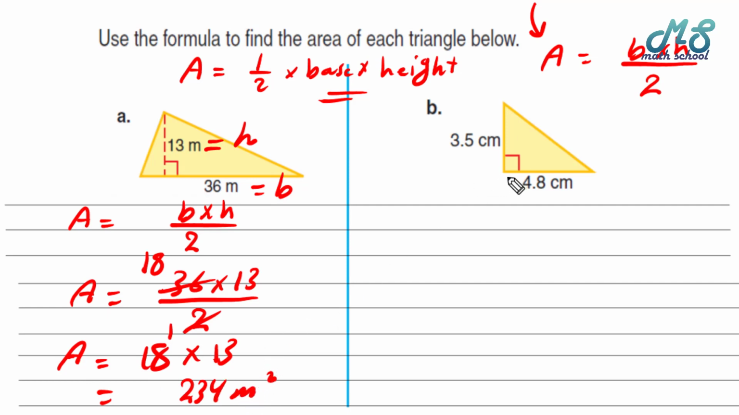Next, to find the area of this triangle, just multiply its base by height, then divide by 2. Base equals what? 4.8. Height equals what? 3.5.